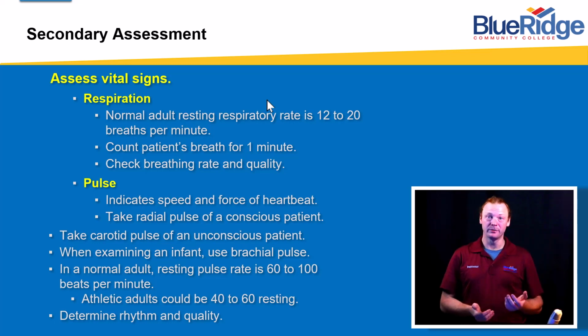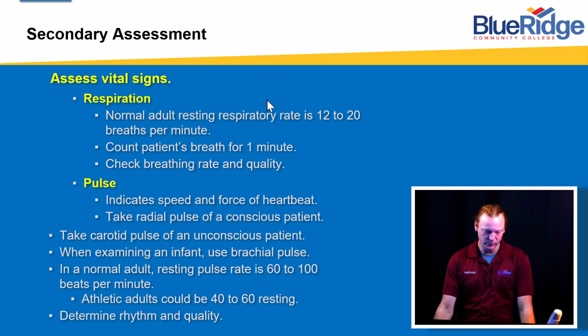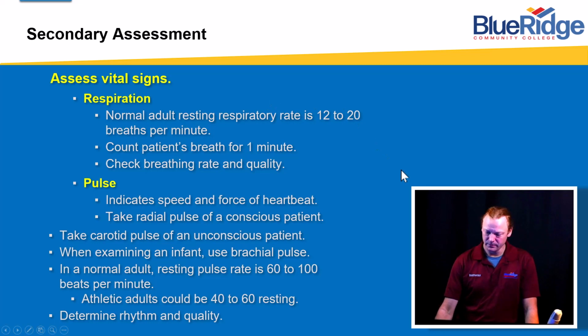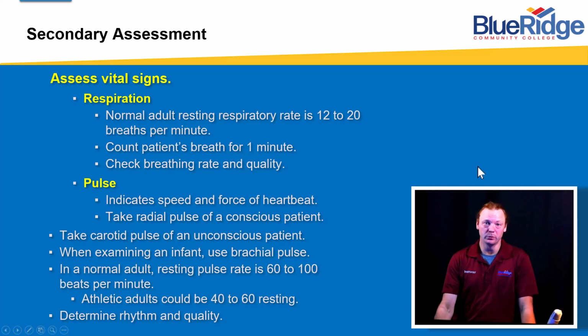Our normal resting pulse rate or heart rate for an adult is 60 to 100 beats per minute. A lot of athletic adults can be 40 to 60 resting beats per minute. And then we determine the rhythm and quality as well. So if you come across somebody that has a heart rate of 50, before you start getting all antsy, go ahead and assess and get a general impression of them. Are they a marathon runner or something like that? Or you can simply ask them what their normal heart rate is.